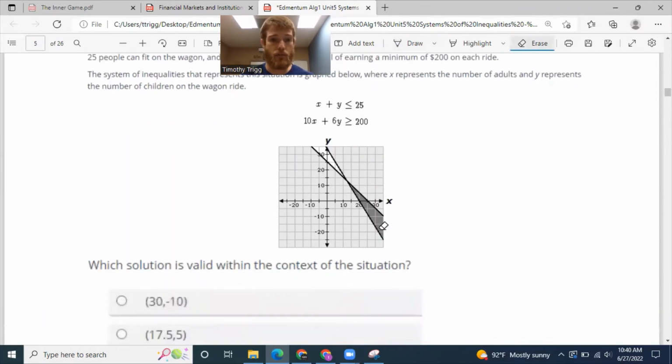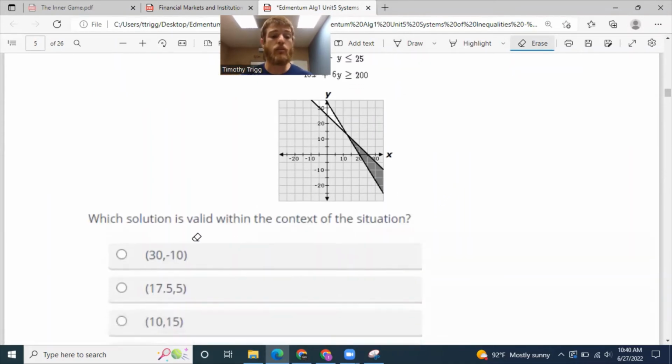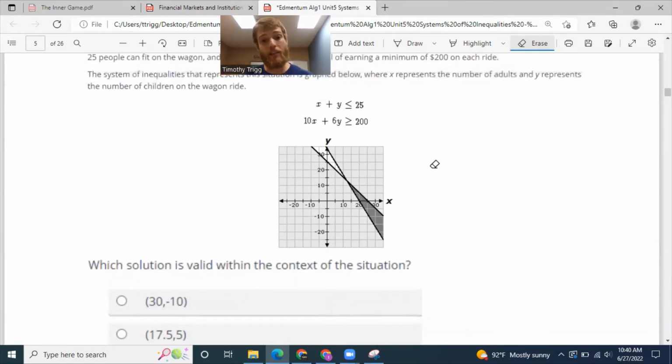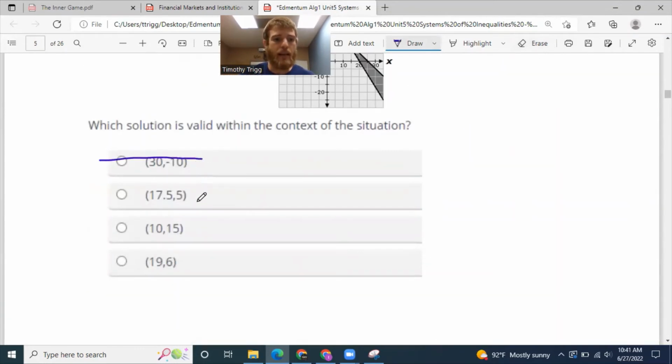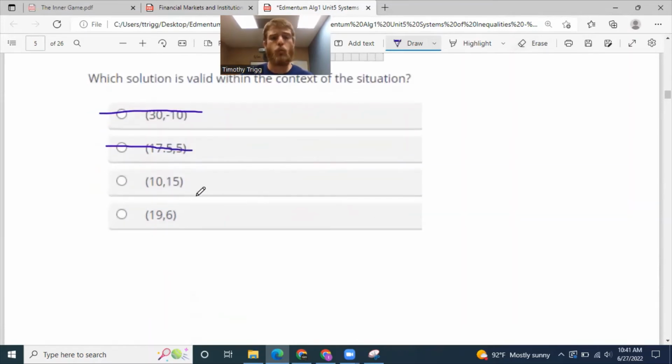We also have this double shaded region. We can see where the solution set is. So we want to see which of these coordinate points is a viable solution. It needs to be in the solution set, but also in this context, can we have negatives? Well, we can't have a negative number of adult tickets or children's tickets. We also can't have any fractional numbers. So we can't have like 0.5 of a ticket. So we can automatically cancel the one that has a negative. We could also cancel this 17.5 comma 5. So it's one of these two solutions, and it needs to be in the double shaded region.